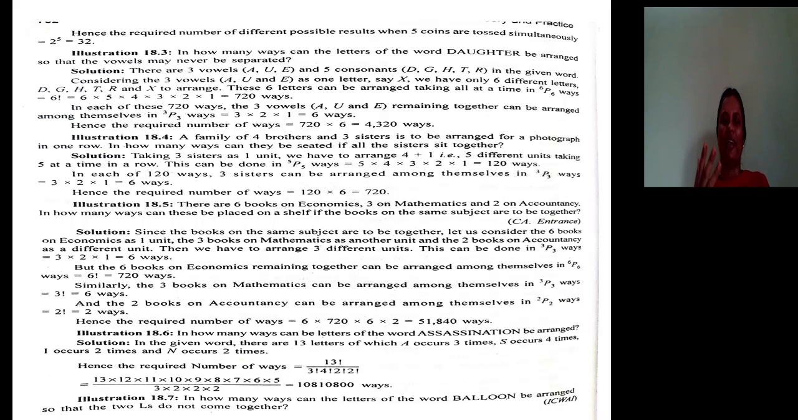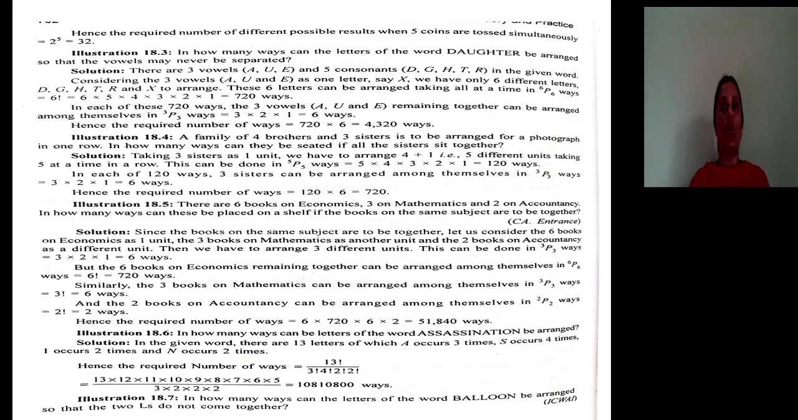If the question is like that, there are 6 brothers, 3 sisters. So we should fix both brothers and sisters. Totally 2 units. 2P2 into how many brothers? 6 brothers, 6P6, into how many sisters? 3 sisters, 3P3. That is the answer. Did you get my point?